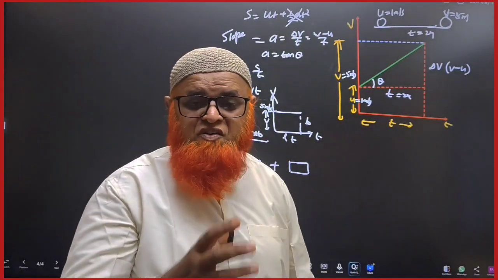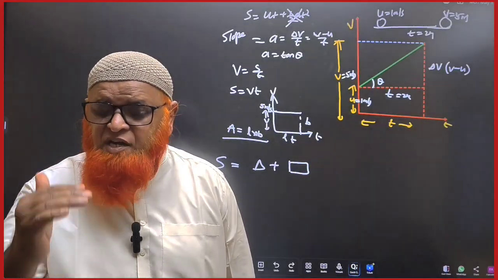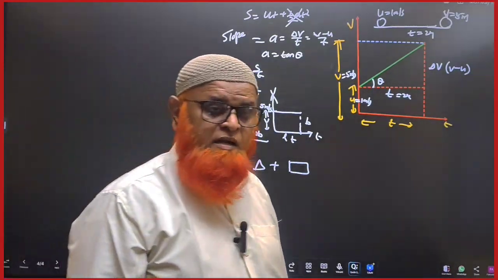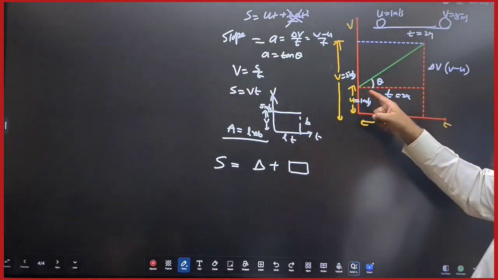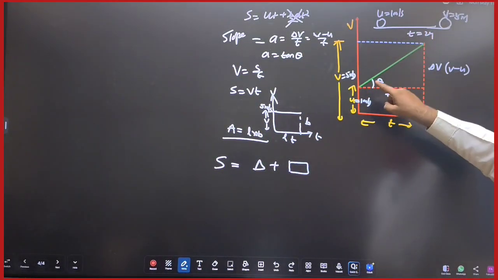Okay, what is the meaning of area? Which area do you have to consider? If you want to find out the displacement, you have to find out the area below the line. Which line? The green color line is representing the graph here. The situation is represented with the green color line.